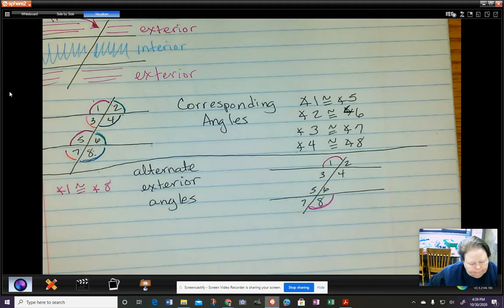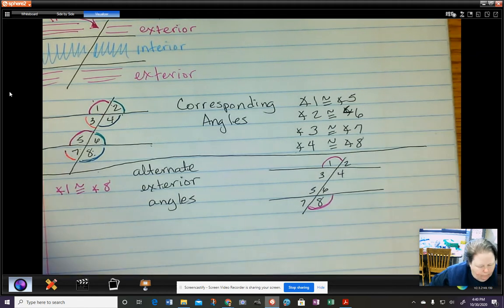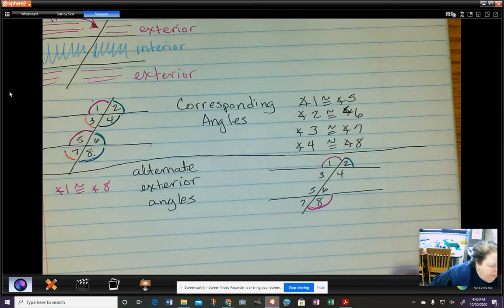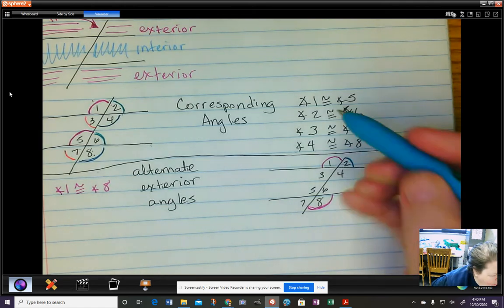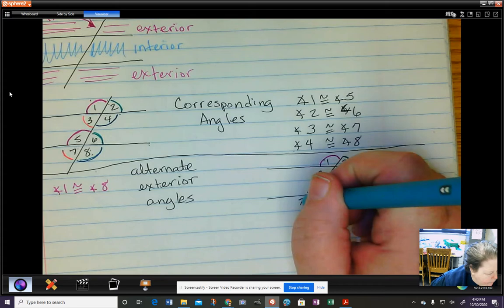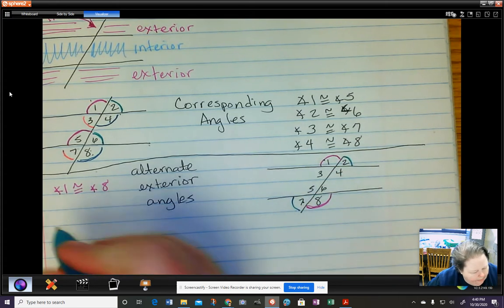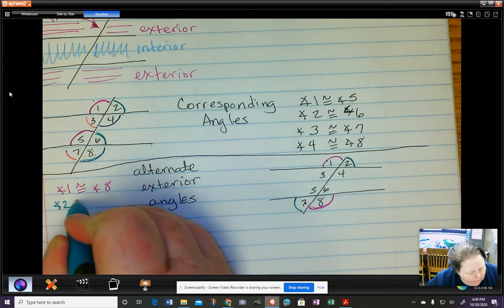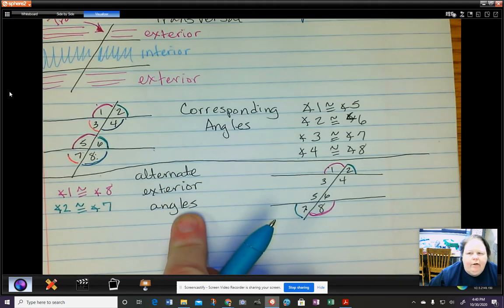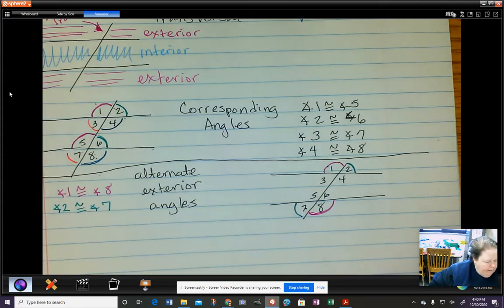Okay. What about angle 2? What is alternate exterior to angle 2? Well, alternate means I'm going to be on the other side, and I'm going to be on the outside. Well, there's the outside for this one, so it would be angle 7. Angle 2 is congruent to angle 7 by alternate exterior angles. Okay.